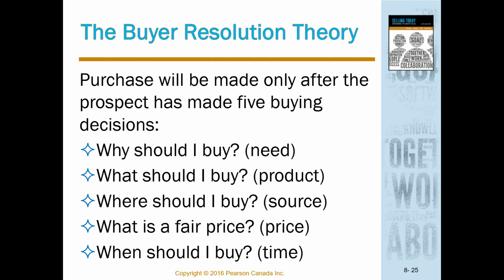The buyer resolution theory. This is when the purchase will be made only after the prospect has made 5 buying decisions. One is, why should I buy? The need. What should I buy? The product. Where should I buy it? The source. And what is a fair price? Price. And when should I buy? The time. So this is something that you need to know. Certainly this will be, I can guarantee you, this will be in the quiz.